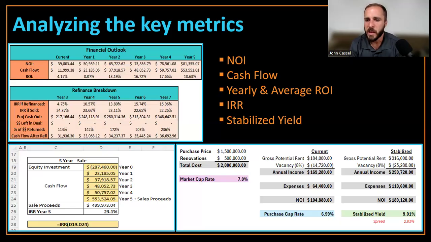But when you're doing the stabilized yield, this is the gross potential. This is what you can get to in rent. So your new NOI comes out to 180,120, but you divide that number by the actual 2 million, which is the renovations and the purchase price, giving you a stabilized yield of 9.01%, which is a spread of 2.01%, which is something good. You usually want 1.5 to 2% spread there.